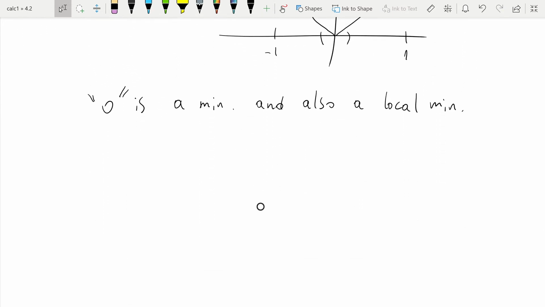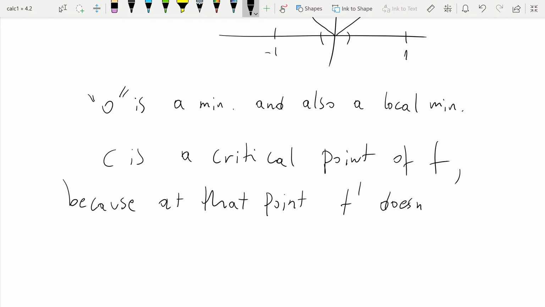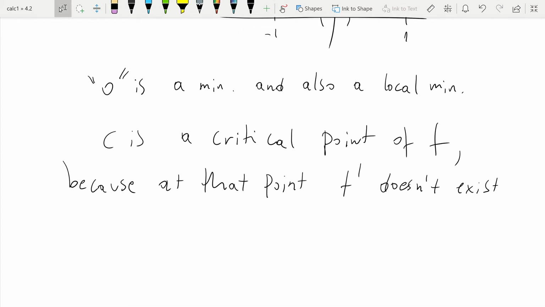In this other case, c is a critical point of f because at that point, f prime doesn't exist. So that's one way in which c could be a critical point. Okay. c is a critical point if f prime doesn't exist, or if f prime is equal to 0 at that point.